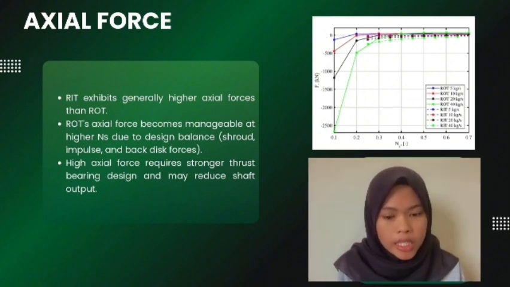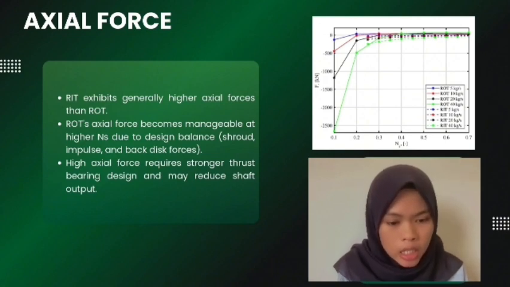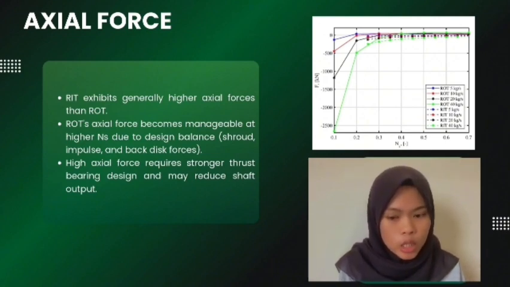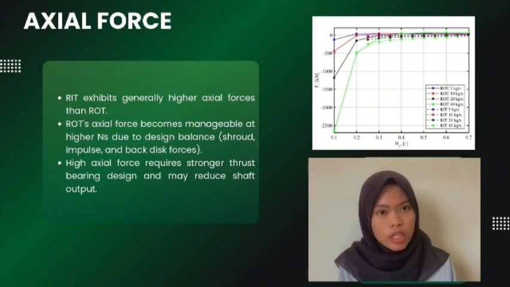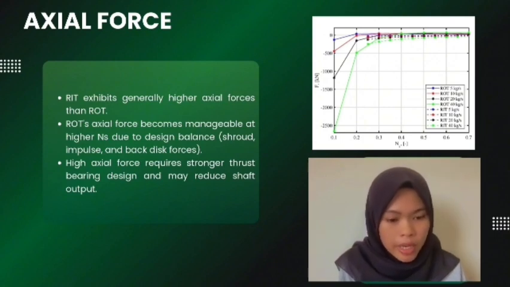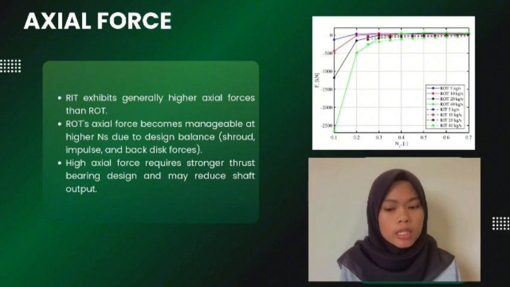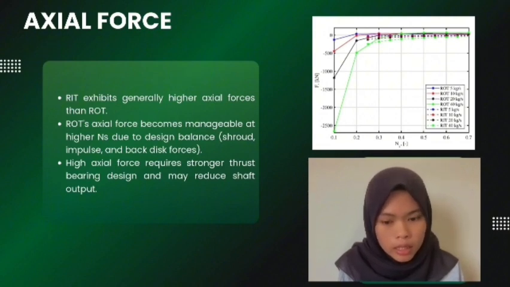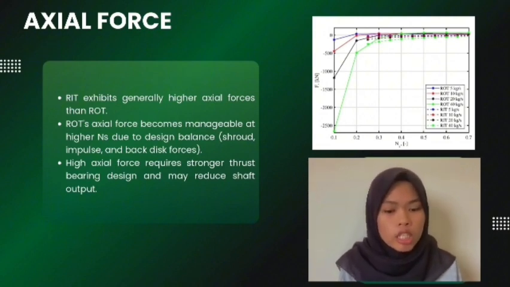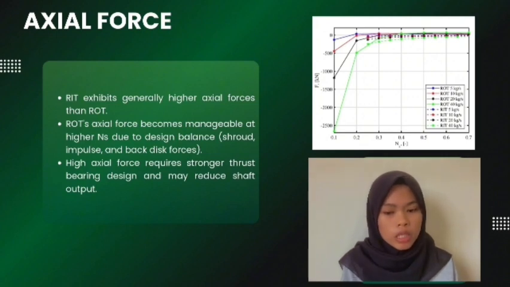However, when axial force are high, especially in radial inflow turbine, it can lead to mechanical challenge. We need strong thrust bearing to handle the load, and this can also reduce the effective power output from the shaft.